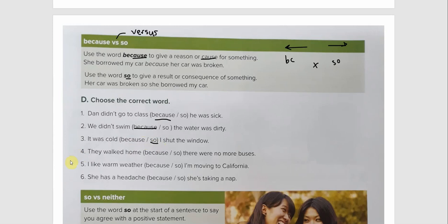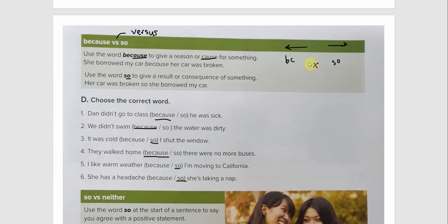Number 4, they walked home because there were no more buses. Porque no había más buses, ellos caminaron. Number 5, I like warm weather, so I'm moving to California. Number 6, she has a headache, so she's taking a nap.